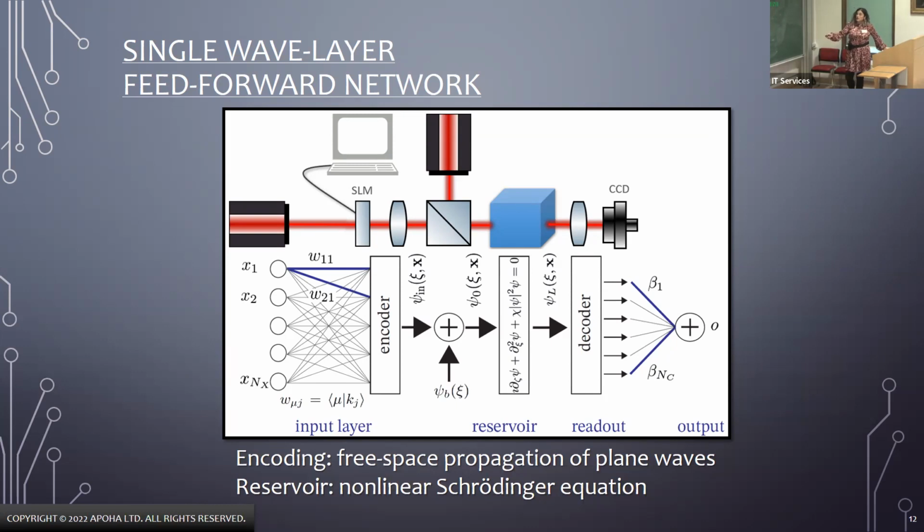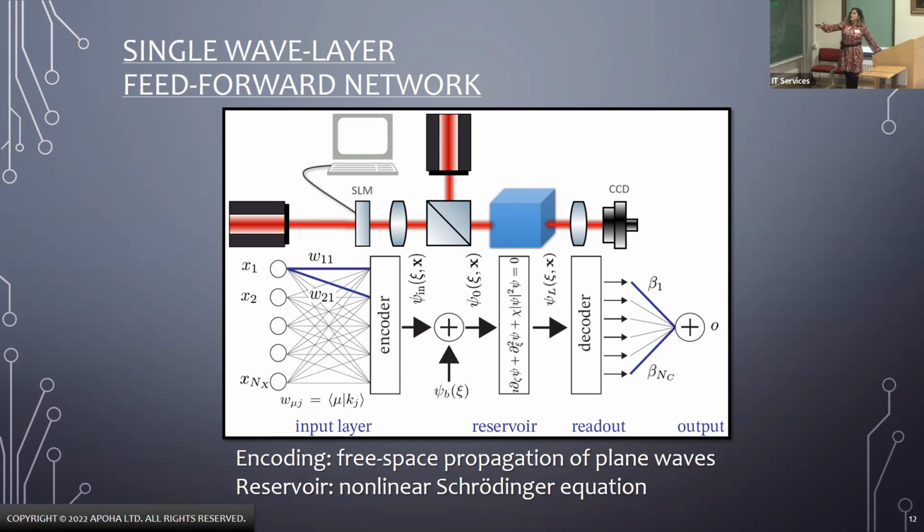So the neural network analog is exactly this one. We use the SLM for the input layer, so to do the encoding. Our encoding is actually free space propagation of plane waves. And then we have a bias term that we use to enhance the intensity, so to get access to the nonlinearity in the crystal, because the nonlinearity in the crystal is intensity dependent. After we have the propagation in the crystal, we have the output layer with our channels that are the channels on the CCD camera.